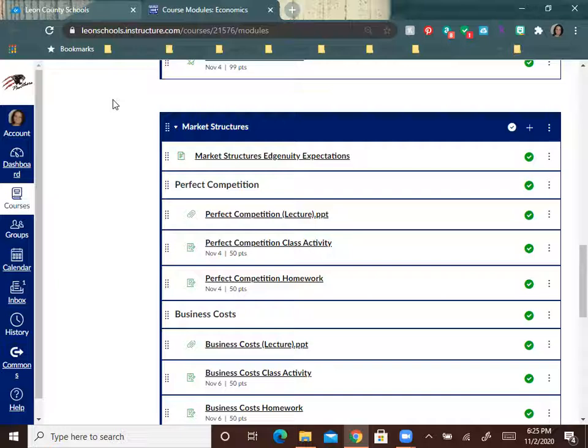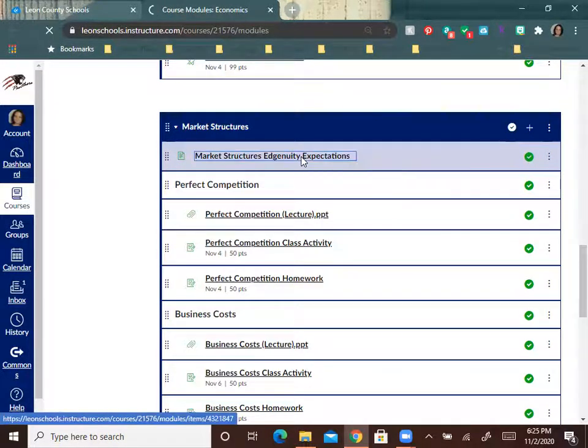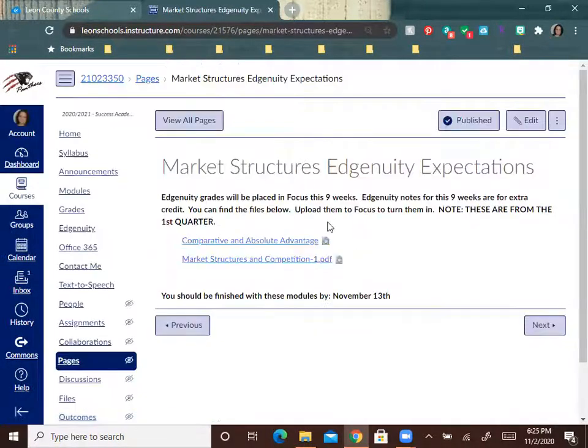All right, so things are structured a little bit differently this 9 weeks. I'm trying out something new for you guys. The first thing that changed: instead of putting the Edgenuity grades in Canvas, I just have at the beginning of each unit the Edgenuity expectations. So if you click on that, you'll see the two modules I expect you to complete for this unit.